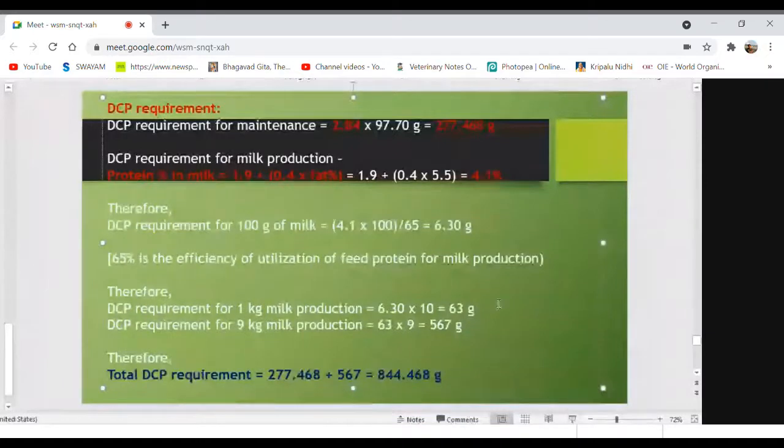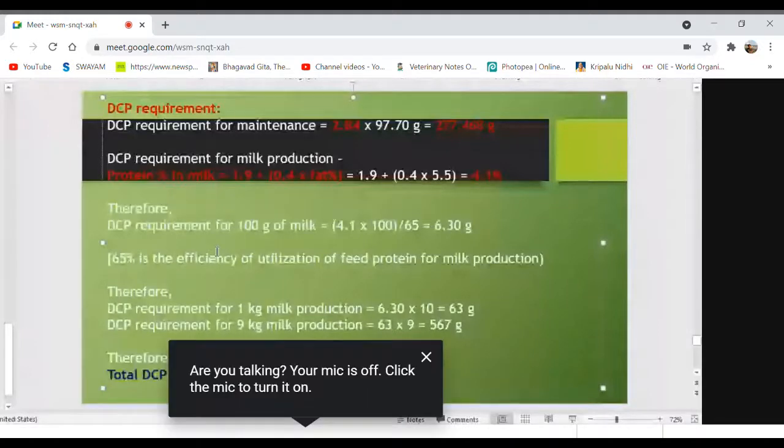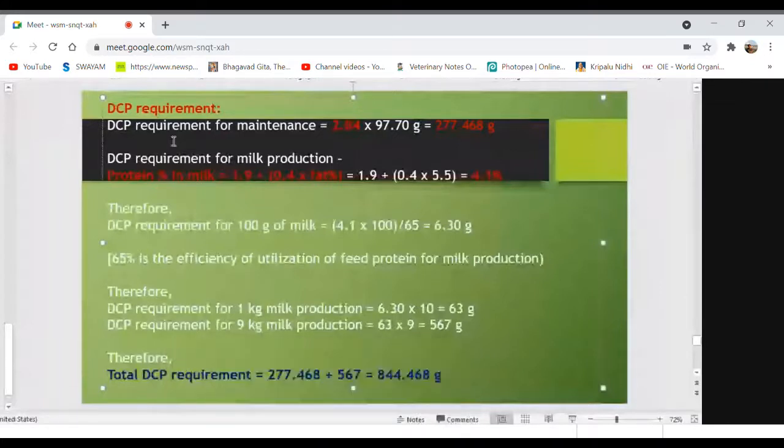For that, we should know the efficiency of utilization of feed protein, that means how much protein of the feed is utilized for milk production. That efficiency you have to know. That is also known as the biological value of protein. In dairy animals, 65% is the average efficiency of utilization of feed protein, and this is only for milk production.